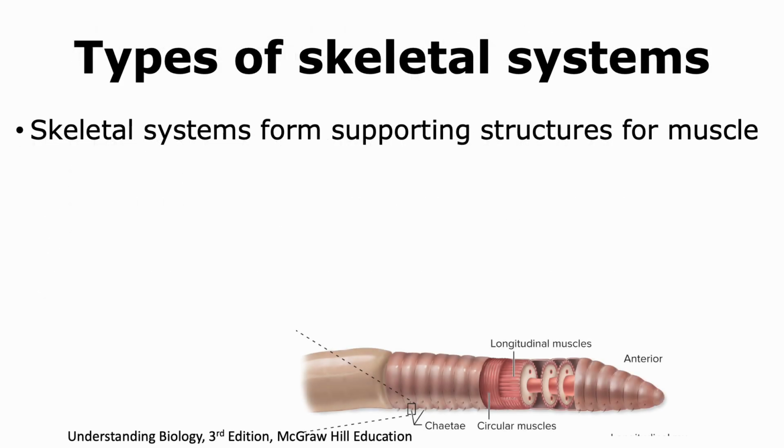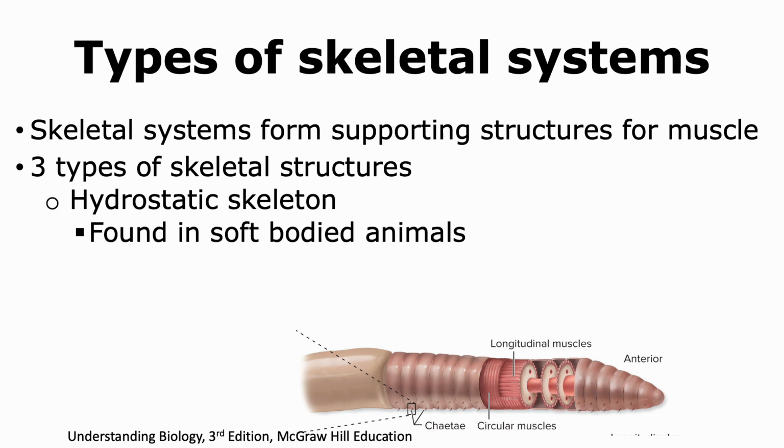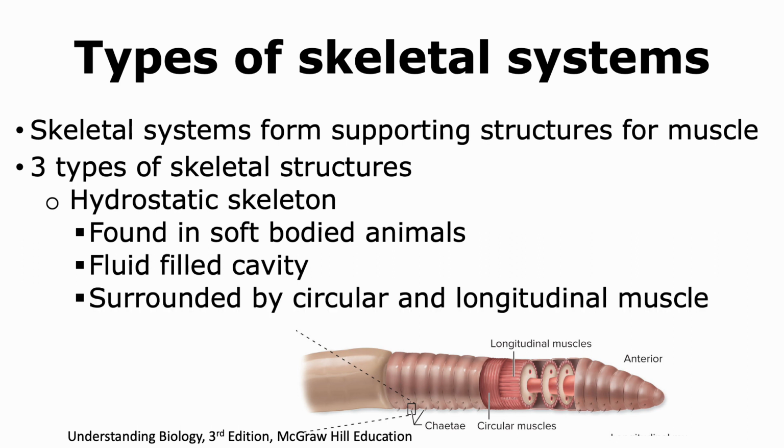The skeletal systems form a supporting structure for the muscles, and there are three types of skeletal structures. The first one is called as a hydrostatic skeleton, which is found in soft-bodied animals like earthworms. The hydrostatic skeleton is a fluid-filled cavity, which in turn is then surrounded by muscle, which includes circular as well as longitudinal muscle.